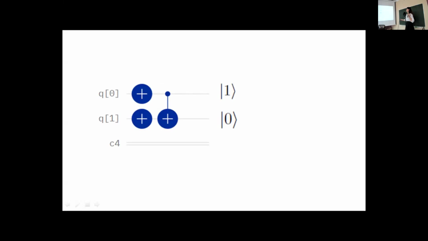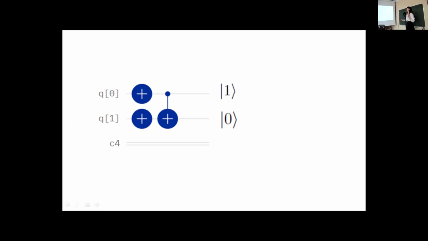And after the action of this controlled NOT gate, because this qubit is in the state 1, this operator will act on the state of qubit 1, and after the action of the NOT operator on this state 1, we achieve 0.